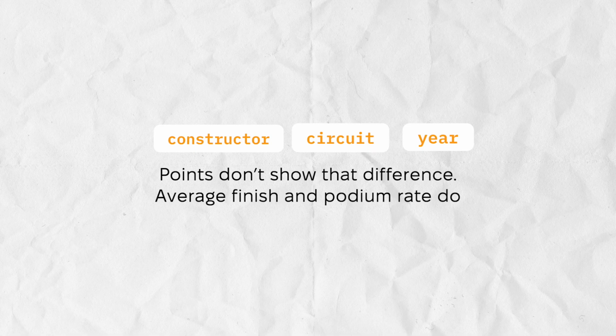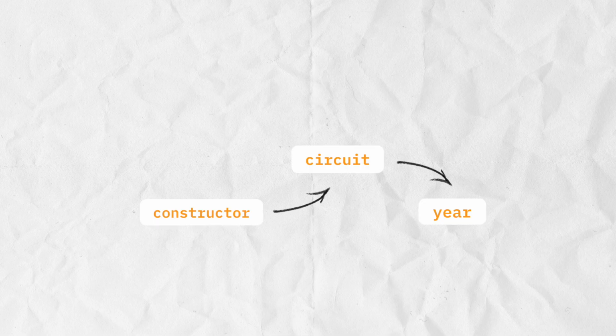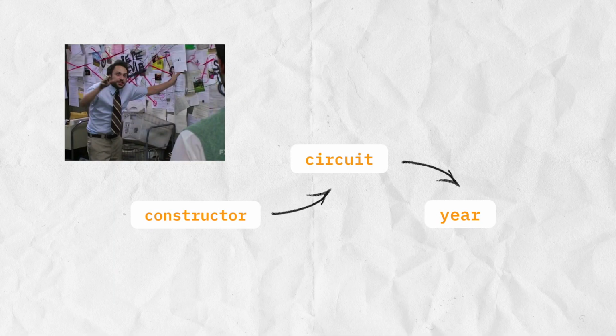Or like this feature, it stops the model from learning the wrong thing. Without this, the model thinks performance is the same everywhere. Same driver, same results, any car, any track. But that's not true. Constructor, circuit and year connect each result to real conditions. And that's a key idea.